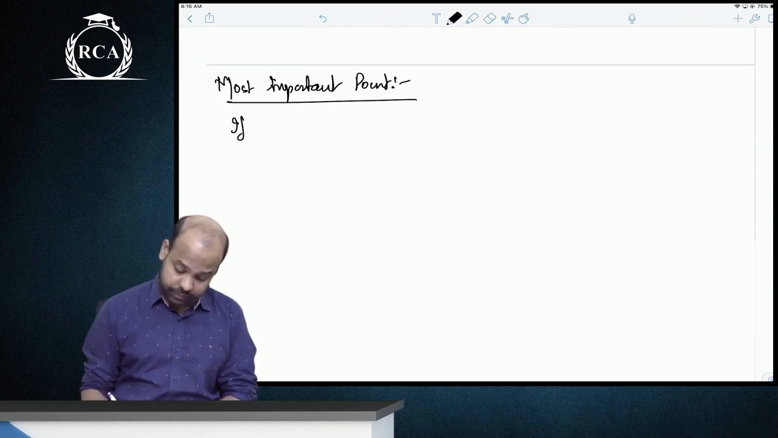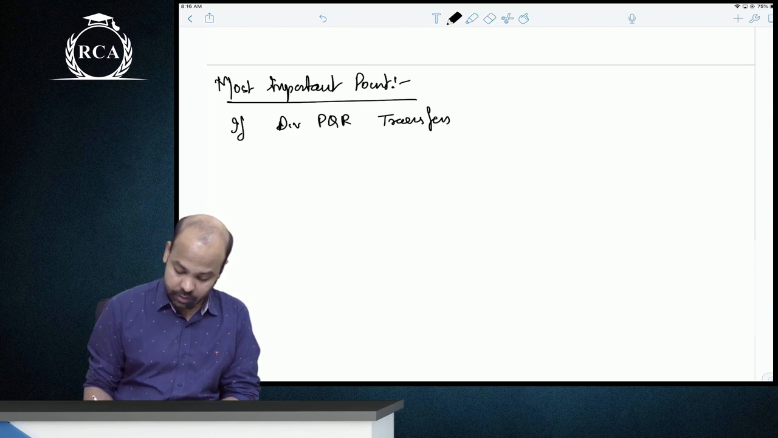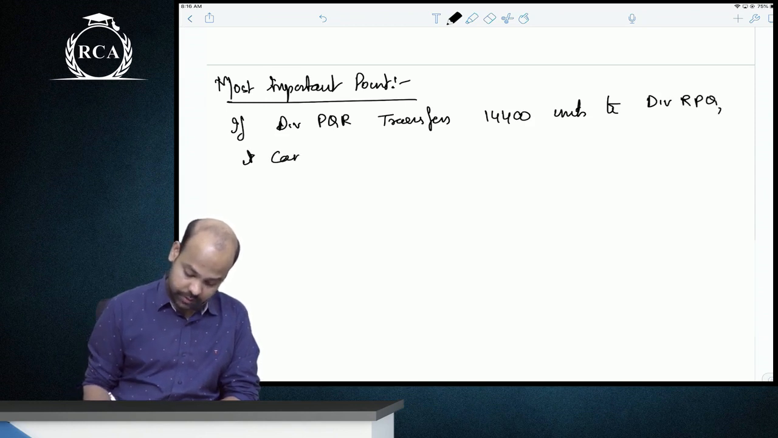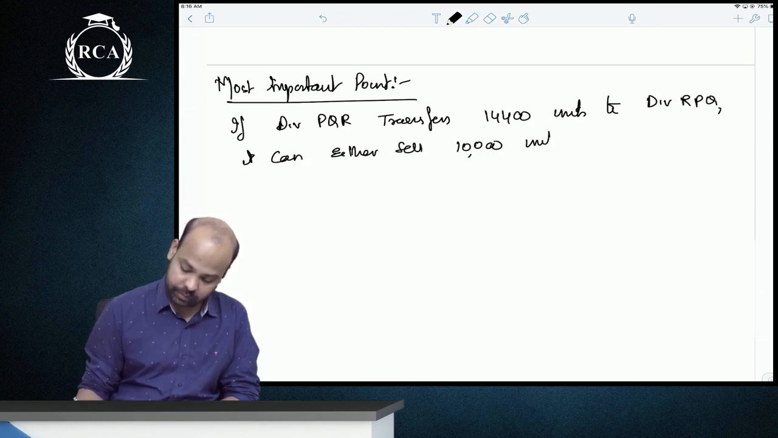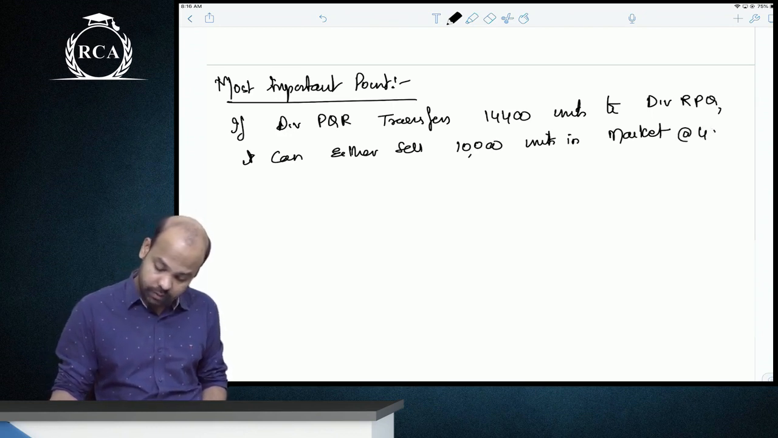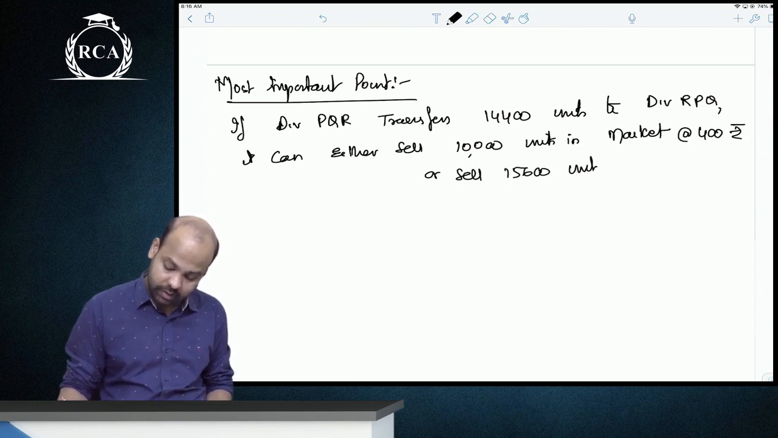Yes guys, if division PQR transfers 14,400 units to division RPQ, it can either sell 10,000 units in the market at 400 rupees, or sell 15,600 units in the market at 300 rupees.